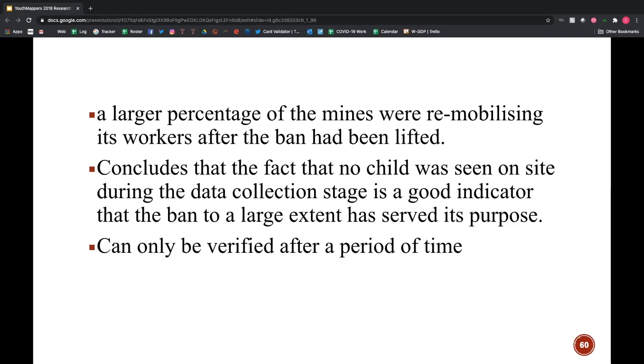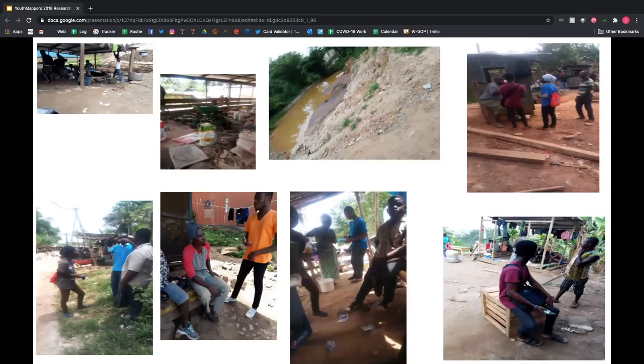So the study concluded that the fact that we didn't see any child during the data collection stage is a good indicator that the ban may have, to a large extent, served its purpose. But we can only verify that after some time. Next slide. So another interesting thing to notice: before we went to the field, we were quite optimistic that we would get a lot of responses.